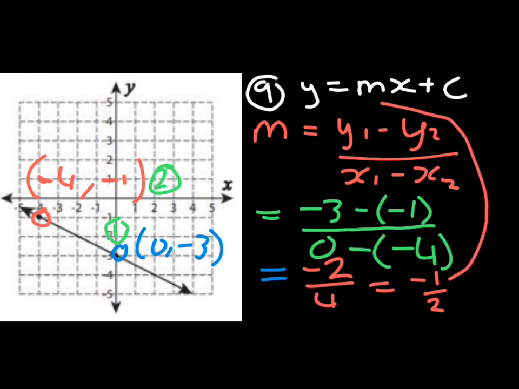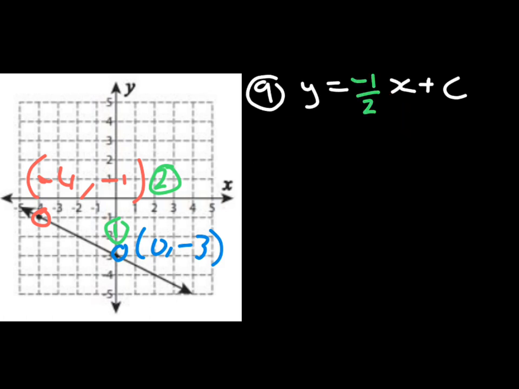So we can substitute that back into our formula. Now we are just left with trying to find c. So to find c, as we know, we need to substitute in one of these 2 points. So for our example, let's substitute in 0 and minus 3. So we get that y equals minus 3. And remember, we found that m equals minus 1 over 2.